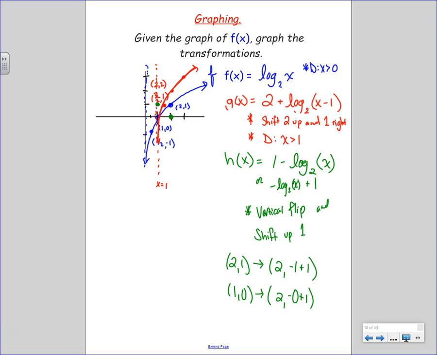Oh, I put 2, sorry, yeah, it's a 1. I don't know why I wrote 2 again. Sometimes our brains do funny things. There we go.